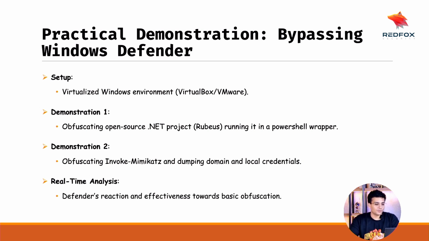So after this, we'll move on to a practical demonstration, and we'll try to bypass Windows Defender on its latest patch right now. We will be obfuscating Rubeus and running it through a PowerShell wrapper, as well as running Invoke-Mimikatz and dumping domain and local credentials. The setup is a VM, a Windows server. It has some domain setup on it. That will be the site where we will attack, and the machine which I am running everything on has all the protections turned off so that I can compile things properly.